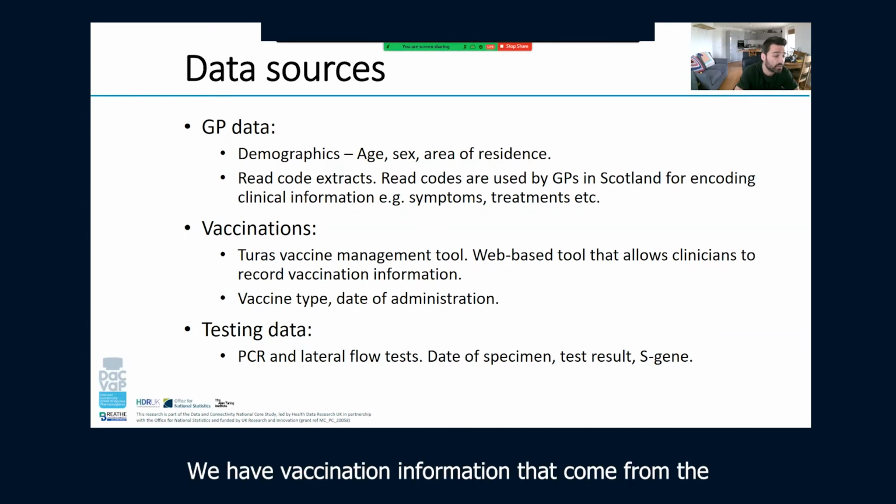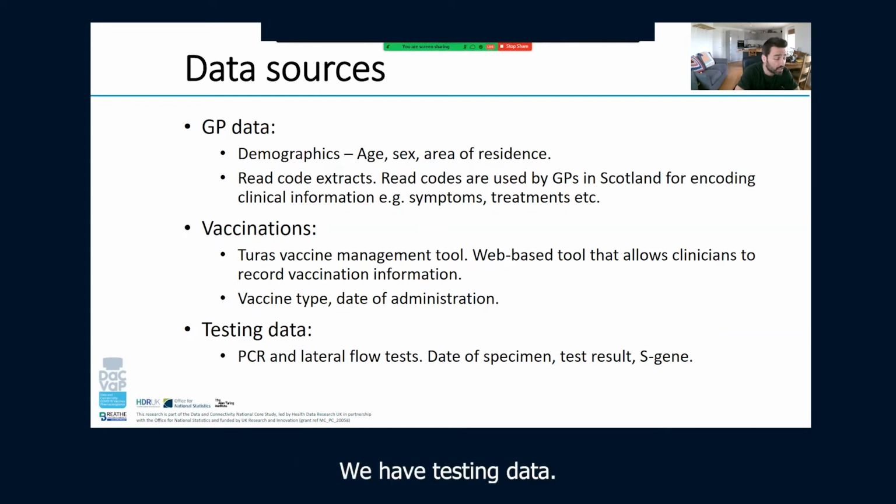We have vaccination information, and that comes from the Turas Vaccine Management Tool, which is a web-based tool that allows clinicians to record vaccination information. Mainly we get the type of vaccine, so it could be AstraZeneca, Moderna, or Pfizer, and the date it was administered.